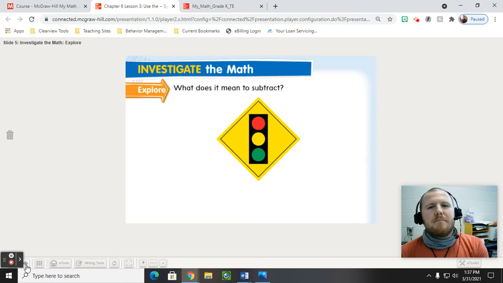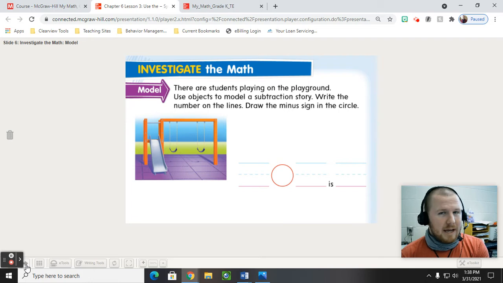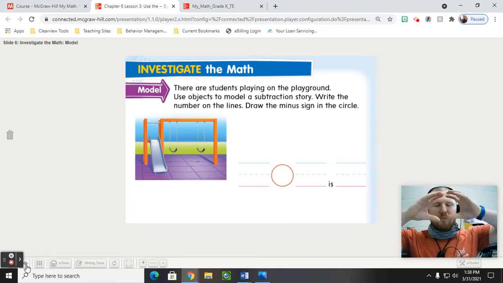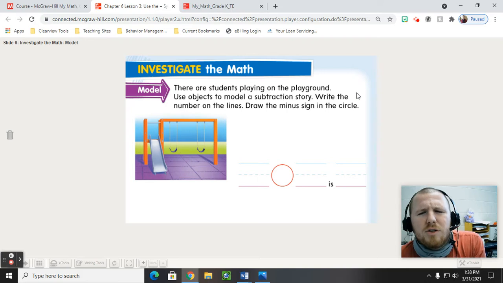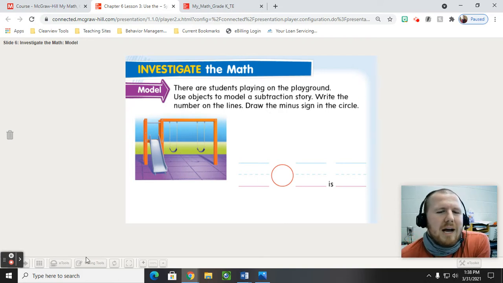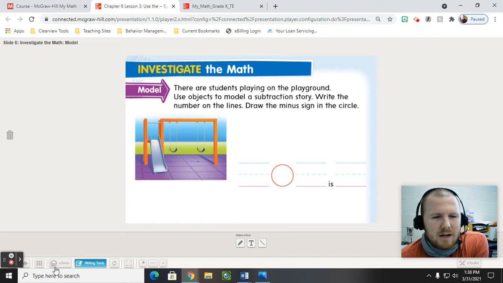All right, so what does it mean to subtract? Well, we've said take away. We've also said go away. Basically, when there's a group and then the group becomes smaller because other parts of the group left. So let's see what they have here. It says there are students playing on the playground. Use objects to model the subtraction story. Ooh, I like this one. I'll do this one. Okay.